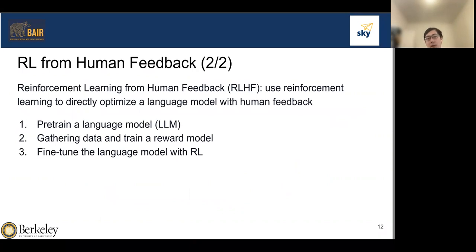Afterwards, OpenAI introduced another RLHF framework. Based on this supervised fine-tuning, based on this instruction tuning, we could actually use reinforcement learning to directly optimize a language model with human feedback. The entire pipeline is they have this pre-trained language model, they gather data, they train a reward model, and then they fine-tune this language model with RL.